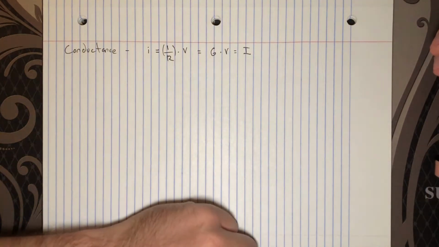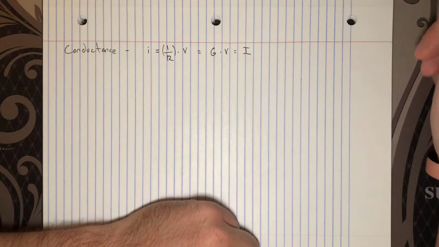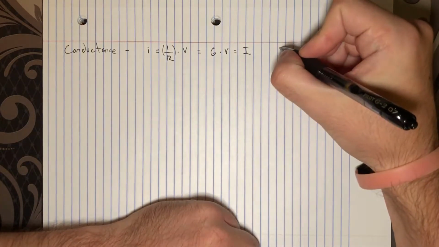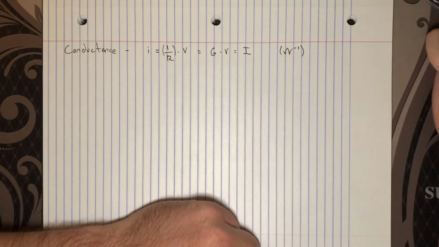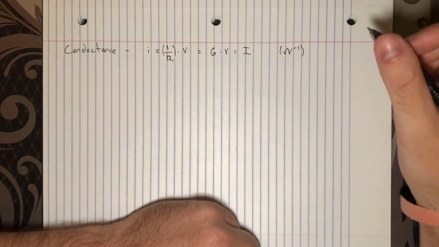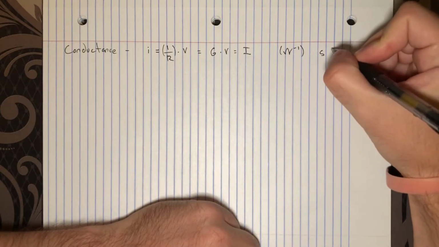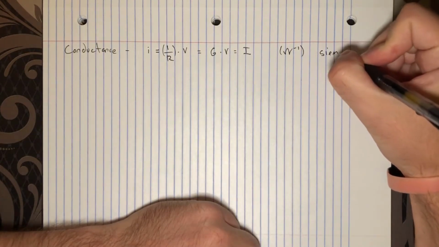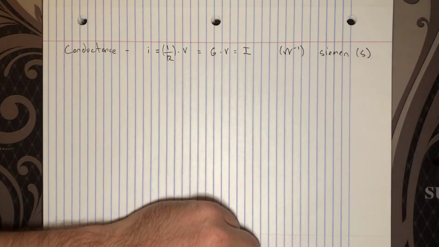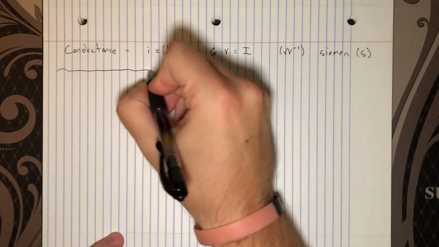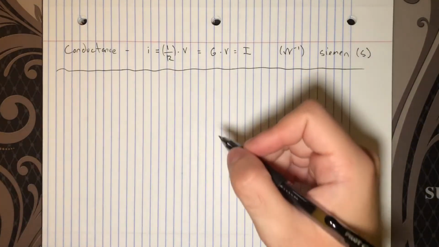And we say that conductances have the unit of inverse ohms. So you might see this, or sometimes we call this unit a Siemen, which is spelled like this, and abbreviated with a big S. All right, now let me talk a little bit about what a resistor is physically.